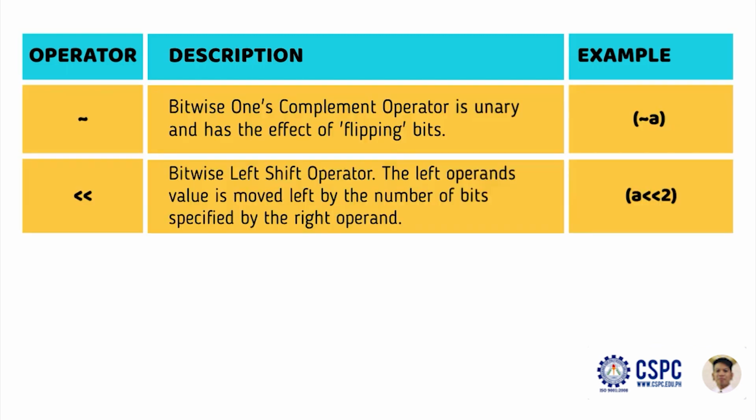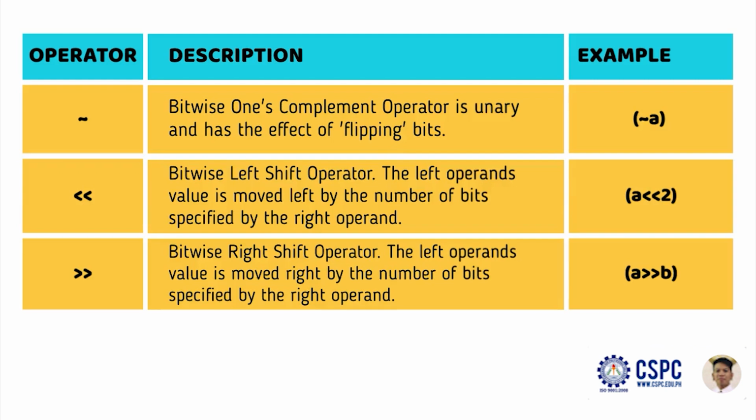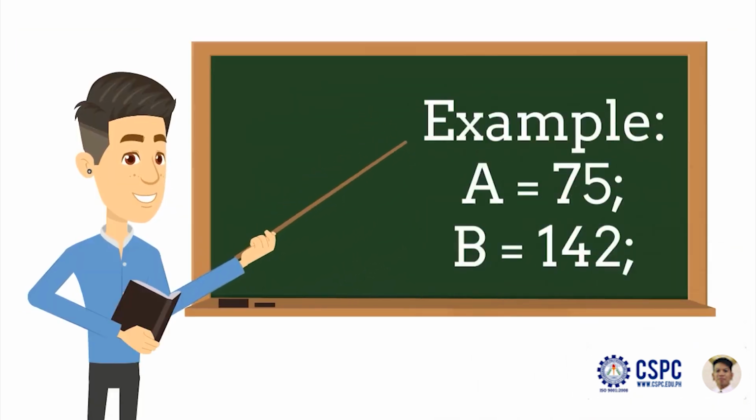Represented by a tilde, the bitwise one's complement operator is unary and has the effect of flipping bits. Represented by two less than symbols, the bitwise left shift operator: the left operand's value is moved left by the number of bits specified by the right operand. Represented by two greater than symbols, the bitwise right shift operator: the left operand's value is moved right by the number of bits specified by the right operand. Using the values on the video about converting decimal numbers to binary numbers as an example for coding.